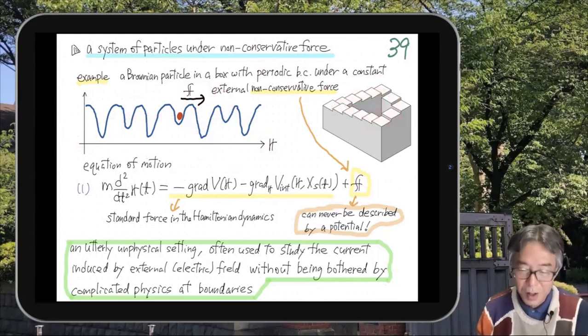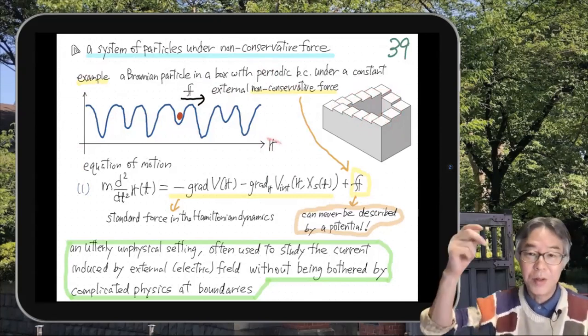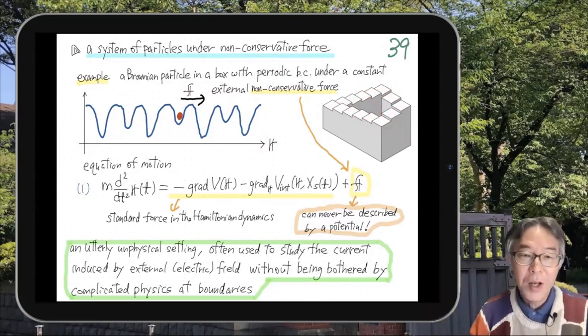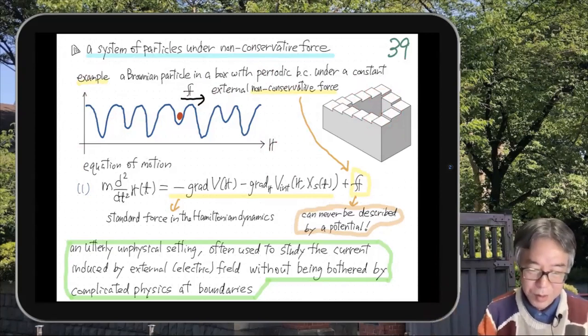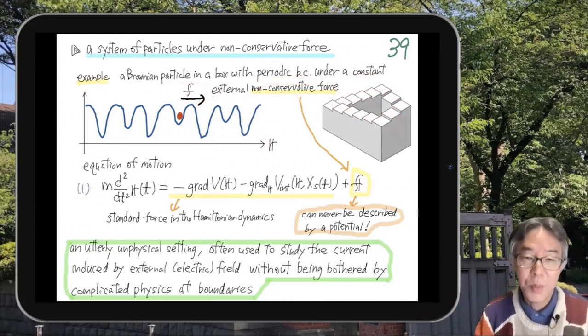Okay. And of course, you know that this is impossible, and you cannot have a periodic boundary condition that connects here and here. In other words, this F is a constant external force, but it's not only an external force, it's a non-conservative force in the sense that it's not expressed as a minus gradient of some potential. That kind of weird, unrealistic force is called a non-conservative force.